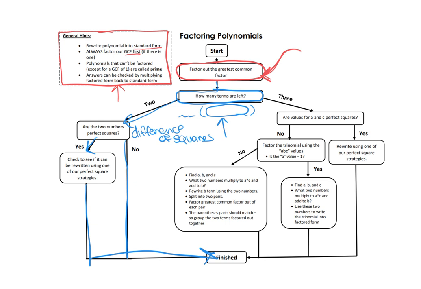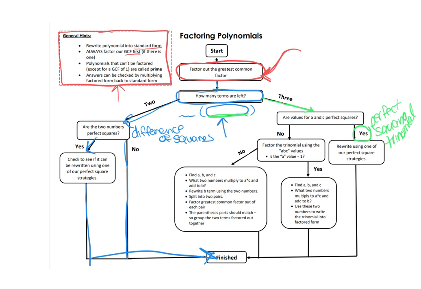Then from here, the other question we're going to ask ourselves is, if there's not 2 terms left, are there 3 terms left? And so we're going to start looking at those 3 terms and we're going to ask ourselves the same question, are the values for A and C perfect squares? If the answer to that is yes, then you need to look and see if you have one of those perfect square trinomials. That's what we're going to look for first, and we're going to use one of those perfect square strategies to factor that part left in parentheses here.